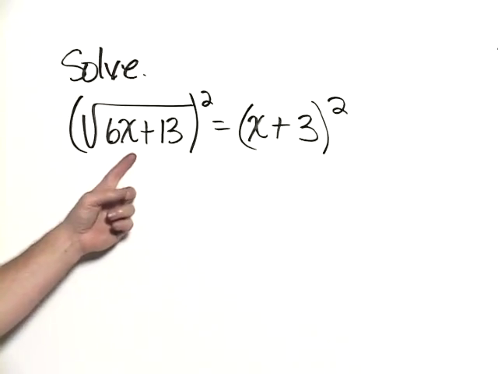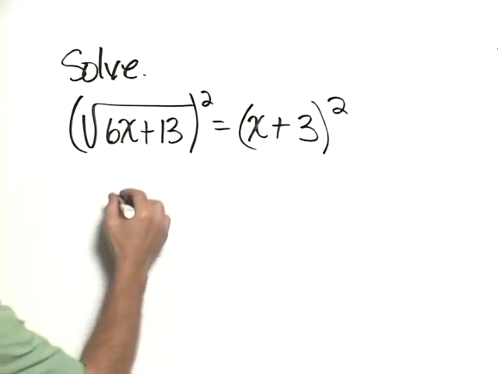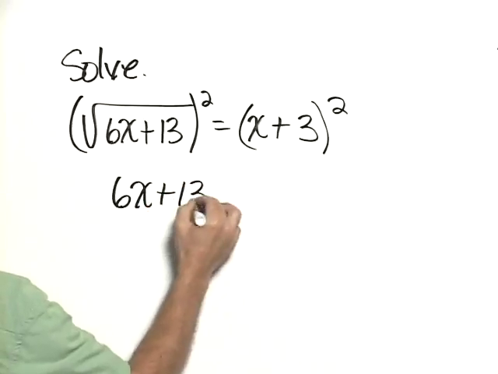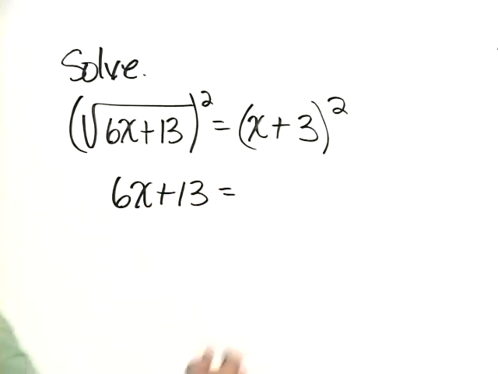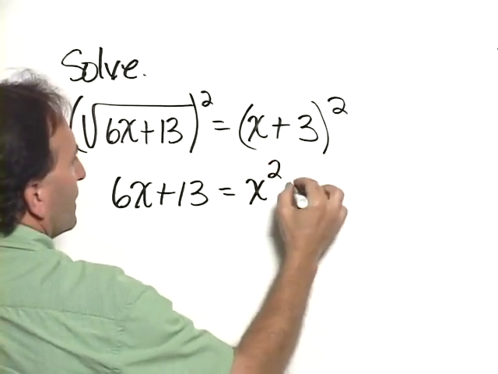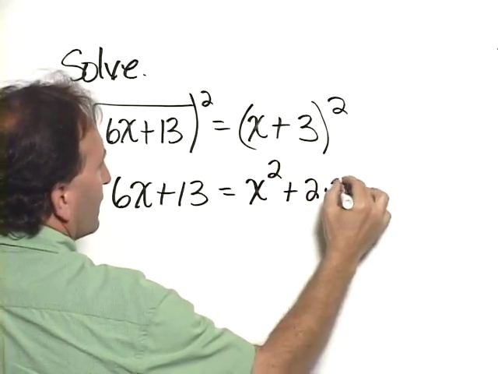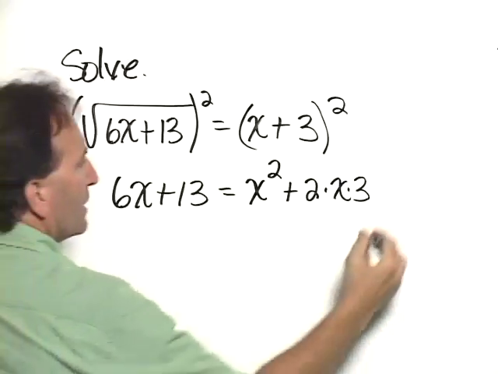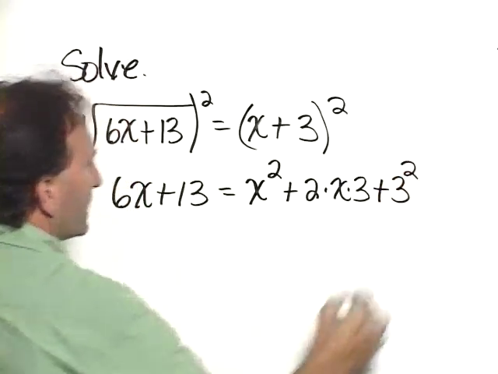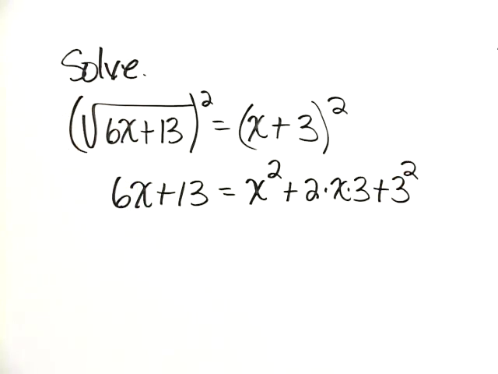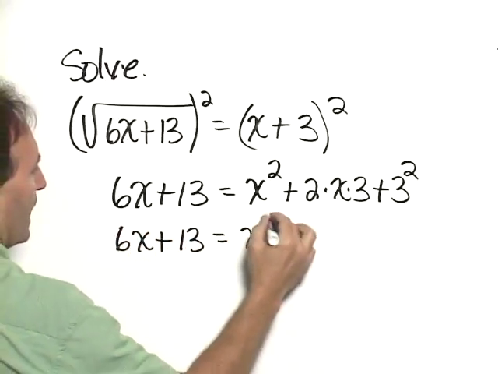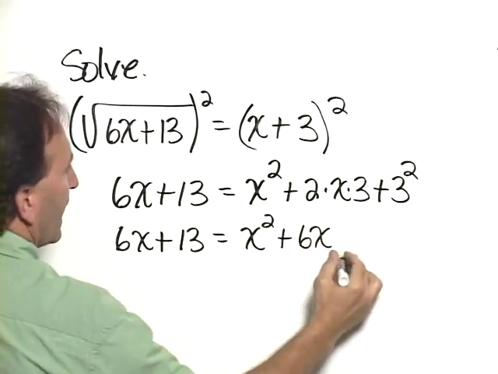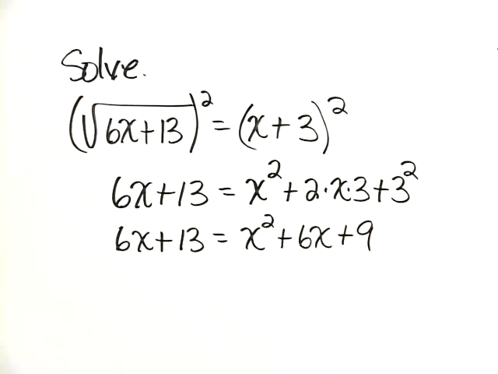Simplifying the left-hand side, when we square a square root, we just get the radicand, 6x plus 13. On the right-hand side, we're squaring a binomial. So it's the first term squared plus twice the product of the two terms plus the second term squared. Simplifying next, we have 6x plus 13 equals x squared plus 6x plus 9.